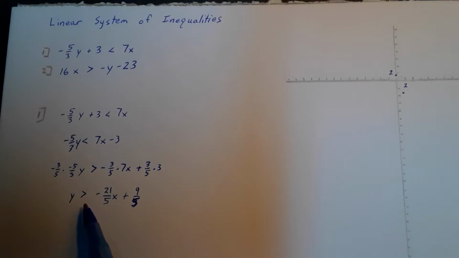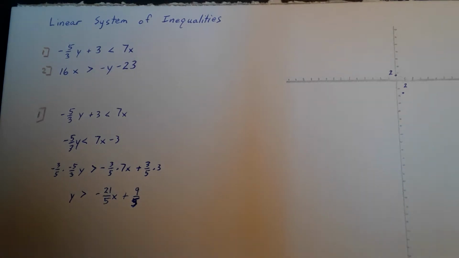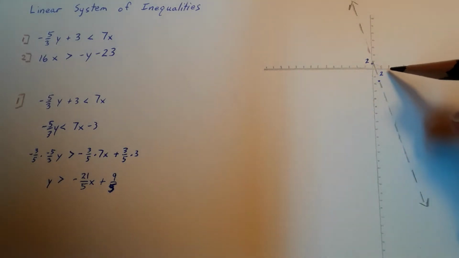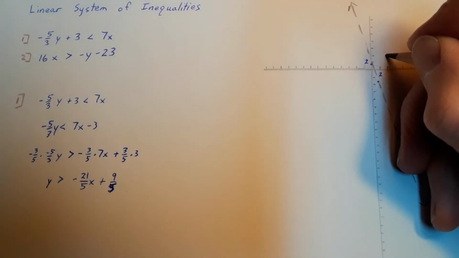Since this is strictly greater than, we need a dotted line over here when we put this in. Okay, we have our dotted line in here, and we have to determine which side of this that we're going to shade on. To avoid confusion, it's nice to choose points where your x's and your y's are the same. So we could choose 4, 4. That would be a nice point here. So maybe we'll try 4, 4.